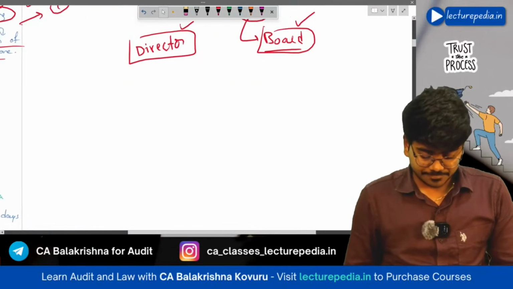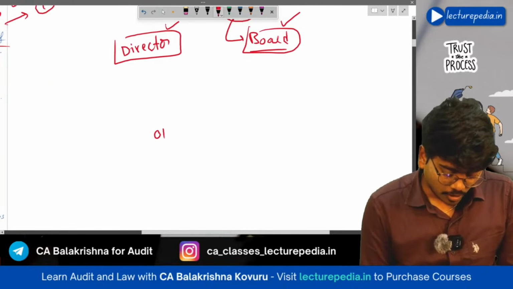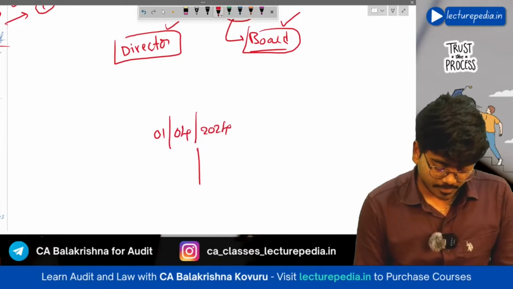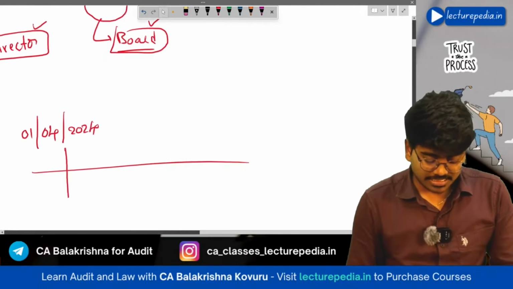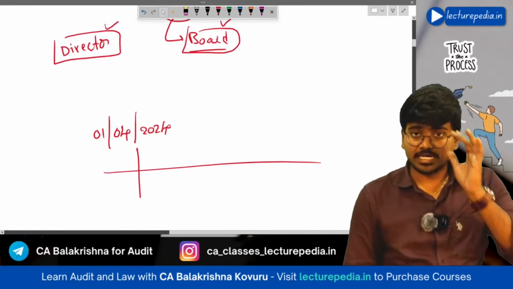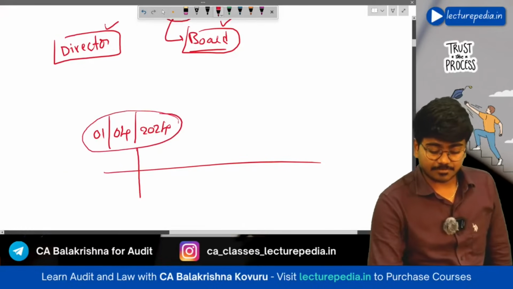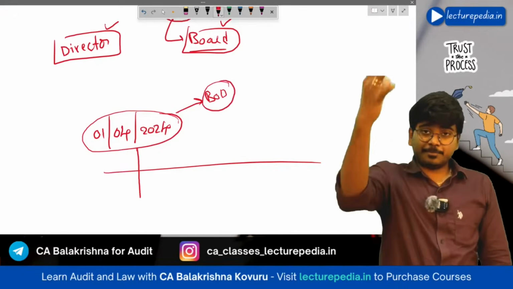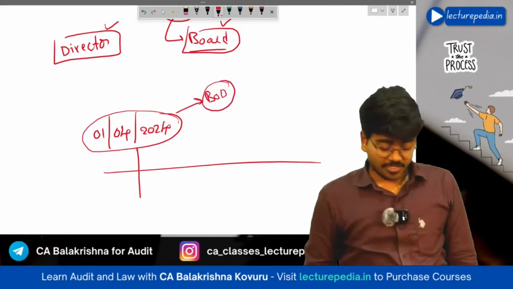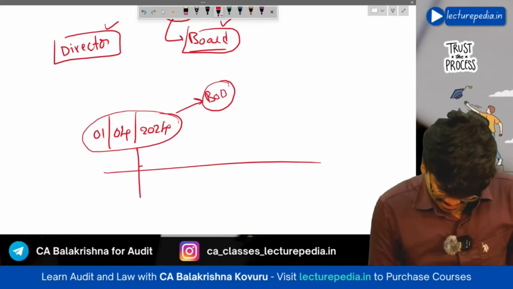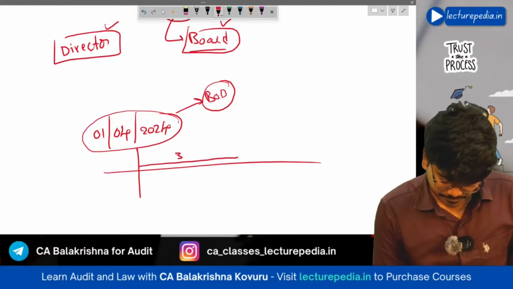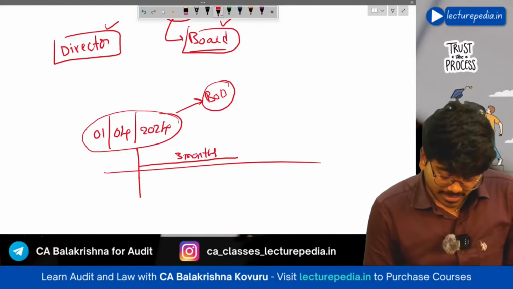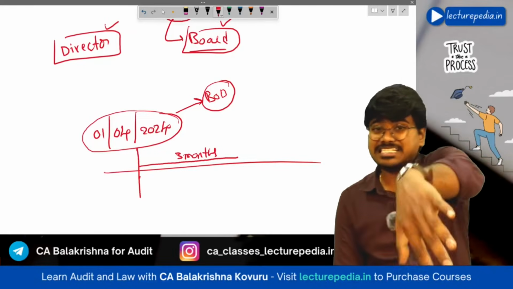Let's say, for example, on 1st April 2024, there has been a vacancy created in the office of women director. Now, this vacancy has to be filled by obviously board of directors. What is the time period within which this vacancy has to be filled? Within next 3 months or by the time of next board meeting, not general meeting.